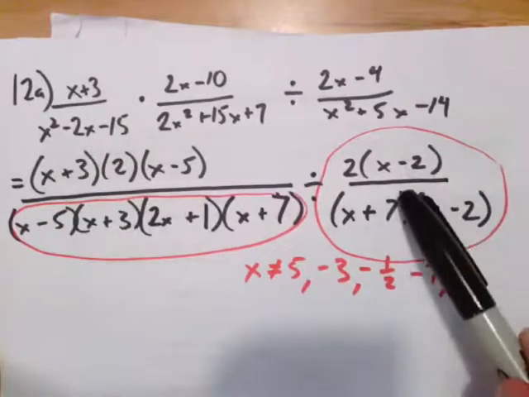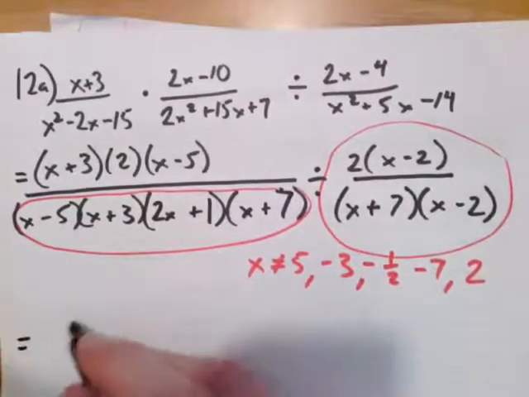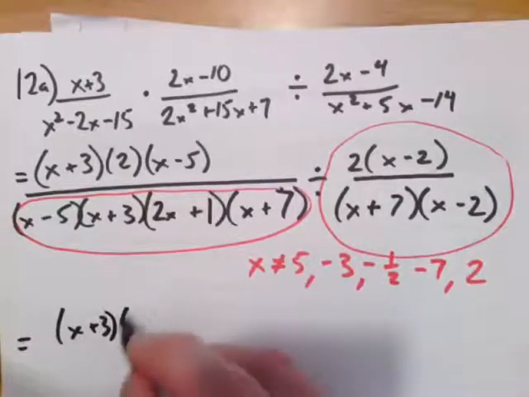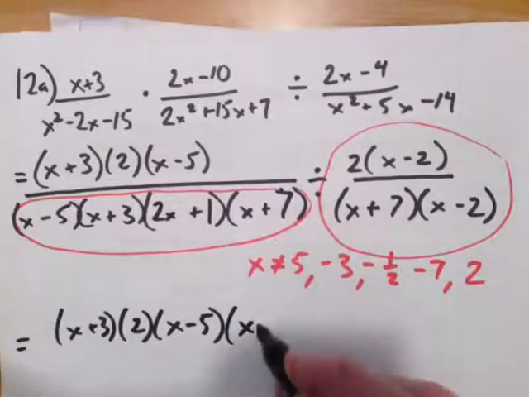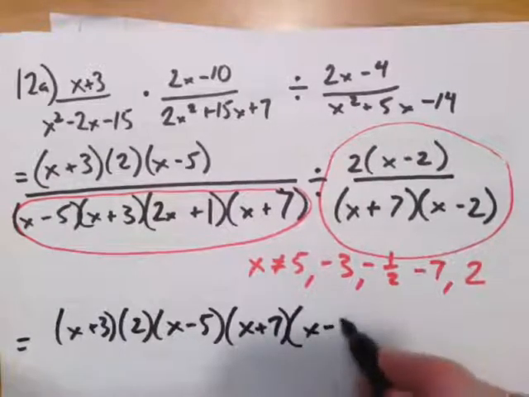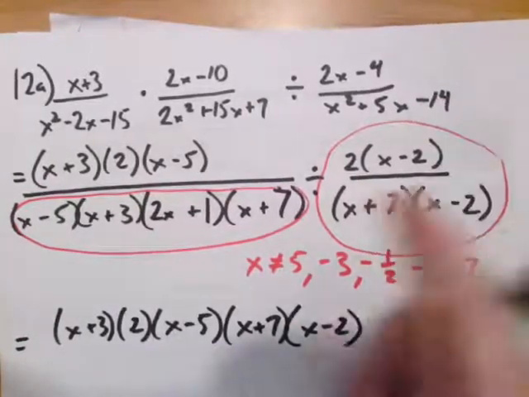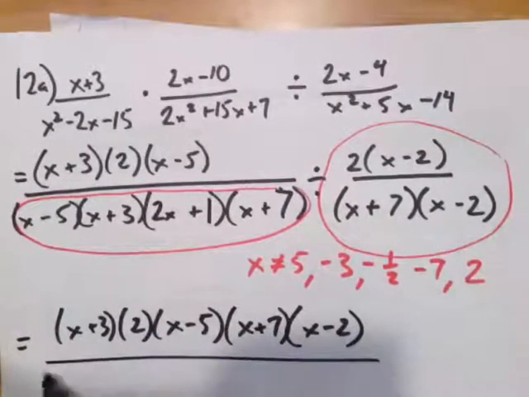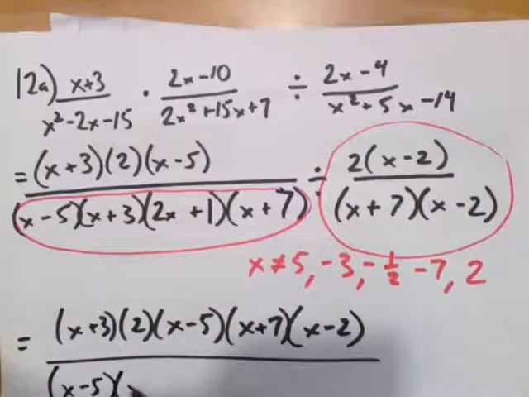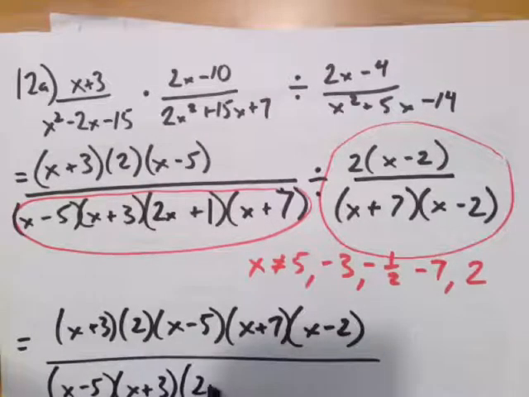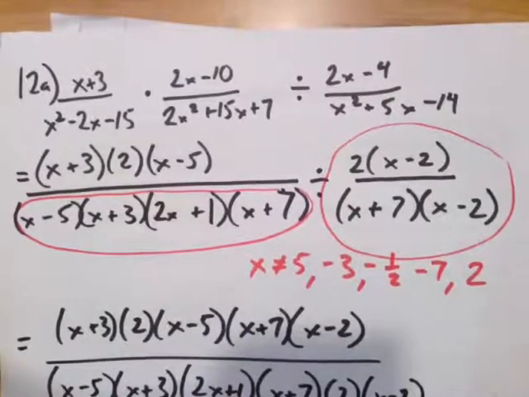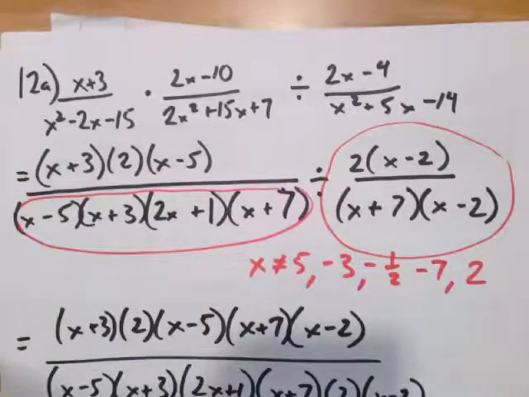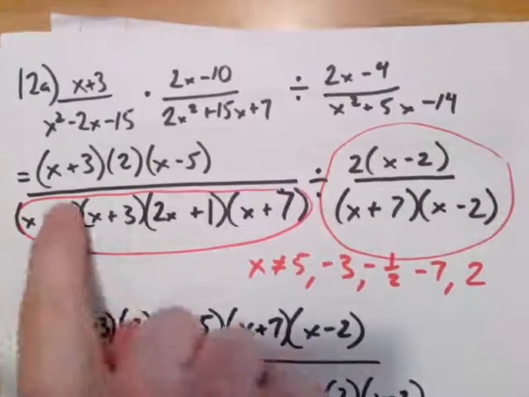But now I got to flip this and cancel. So, x plus 3 times 2 times x minus 5. I'm going to flip this. So it's x plus 7, x minus 2. Okay, this is flipped. So these are going to multiply this. Now on the bottom, x minus 5, x plus 3, 2x plus 1, x plus 7, and then what was on the top? 2, and x minus 2.